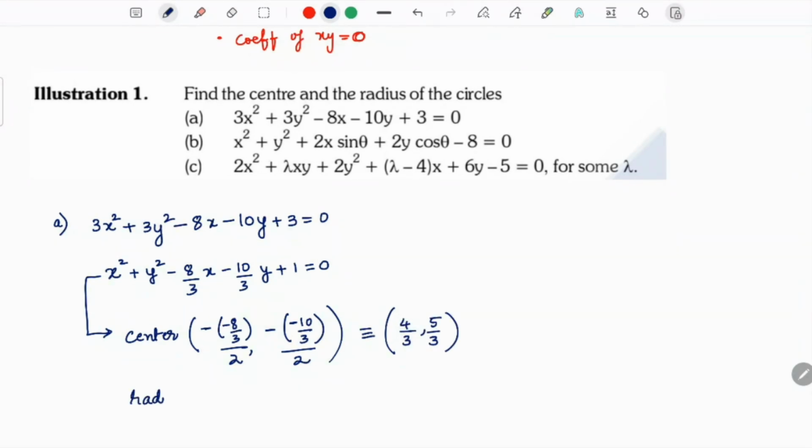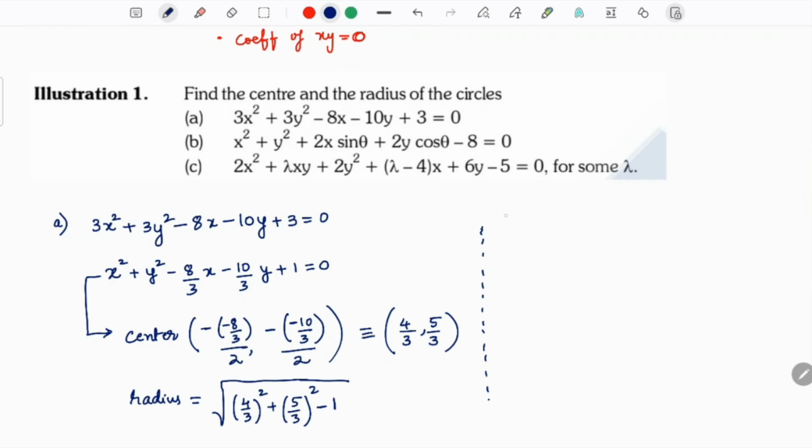And what is radius for this? That is root of center x coordinate square plus center y coordinate square minus constant term. What is constant term? 1 or 3? Is constant term 1 or 3? Respond. 1. All right. So we calculate this, we'll get radius.